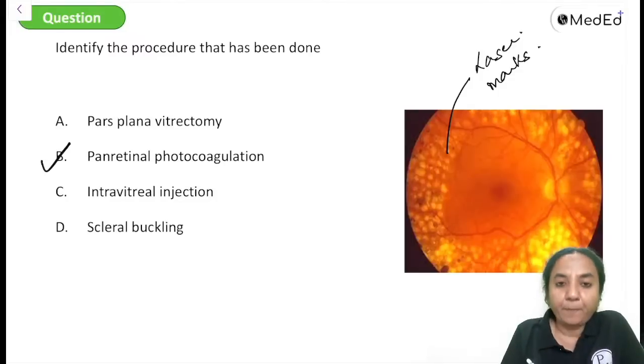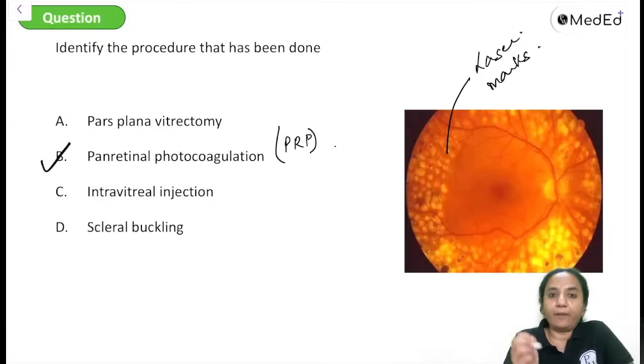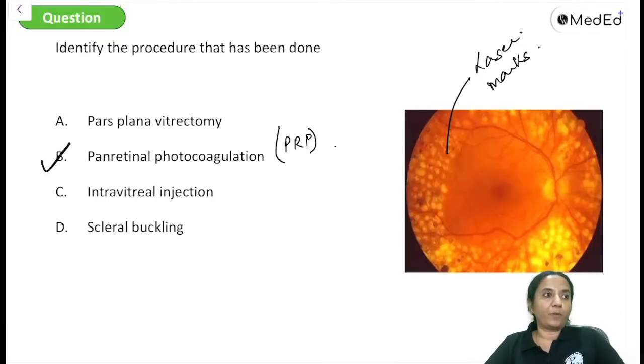This is PRP, pan-retinal photocoagulation, which we just learned, which is done for proliferative diabetic retinopathy. So you do this for proliferative diabetic retinopathy, pan-retinal photocoagulation or PRP. So this is a picture of PRP. Let's go to the next question.